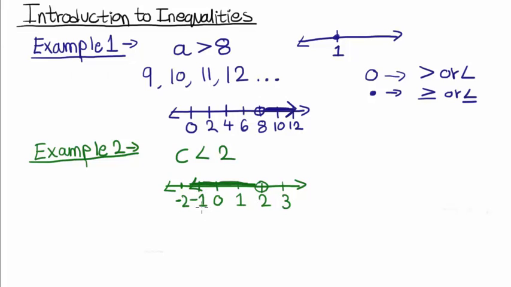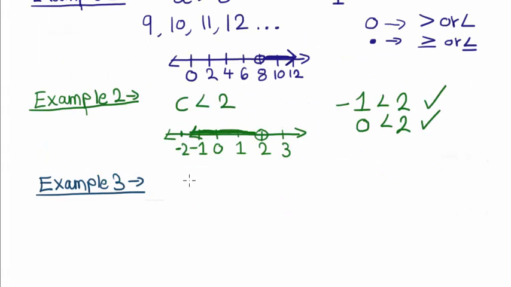If I pick a number that is left of the number 2 on the number line, such as -1, and I replace c with it, I get -1 is less than 2. So this inequality is true. Similarly, if I pick another number such as 0, I read it as 0 is less than 2. This is also true.